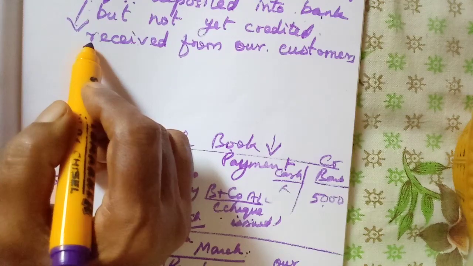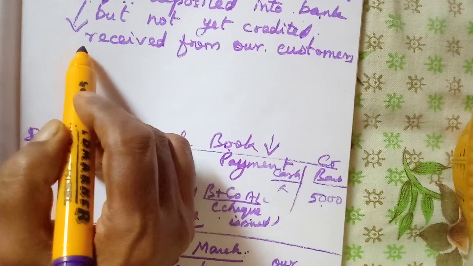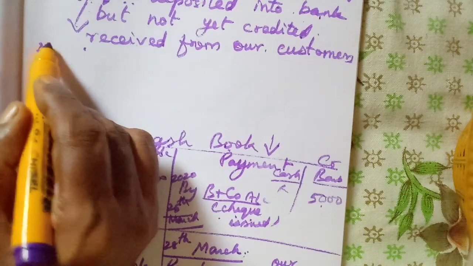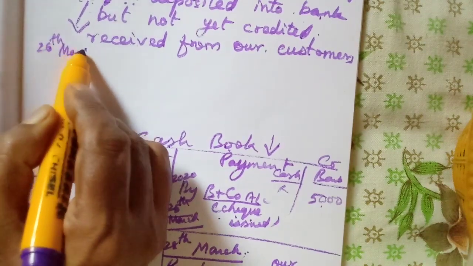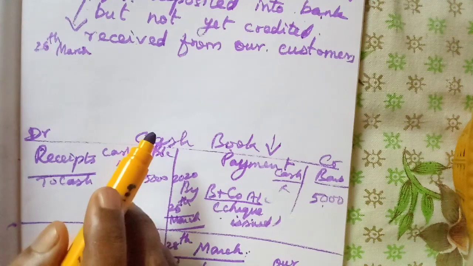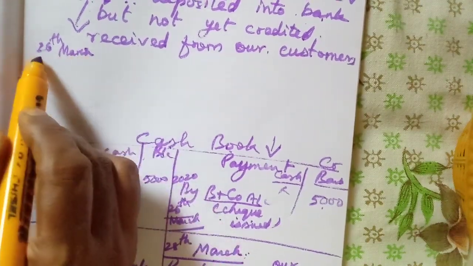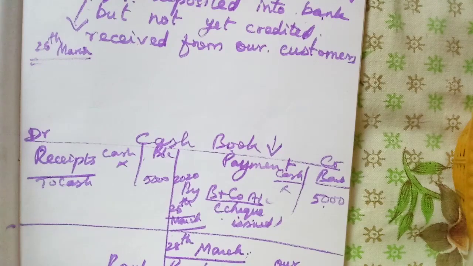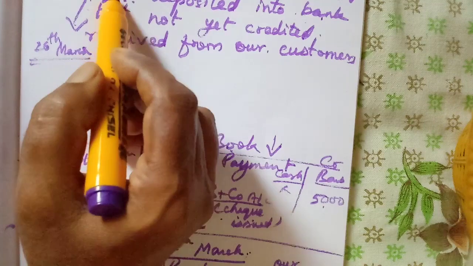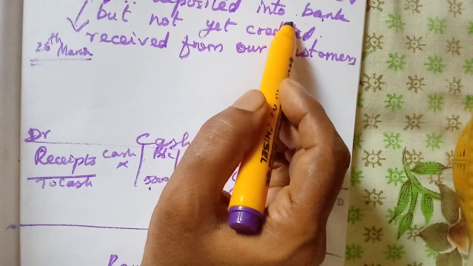We are entering this cash on that date, say 25th or 26th March. At the end of the accounting year, it may not be entered in the bank, that is why the difference arises. On 26th March they are depositing, we have entered it. But what will the bank do? They will send those checks to the concerned bank.